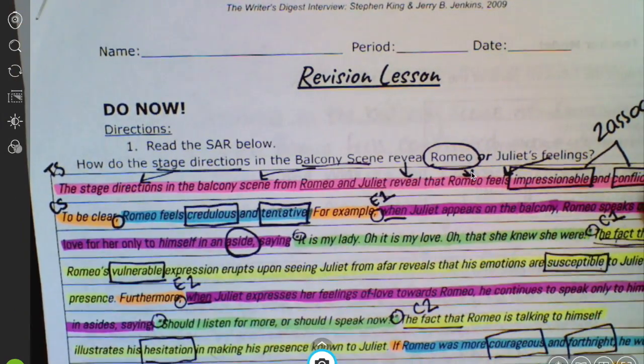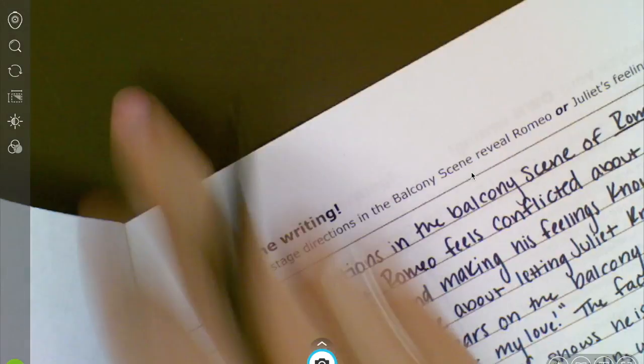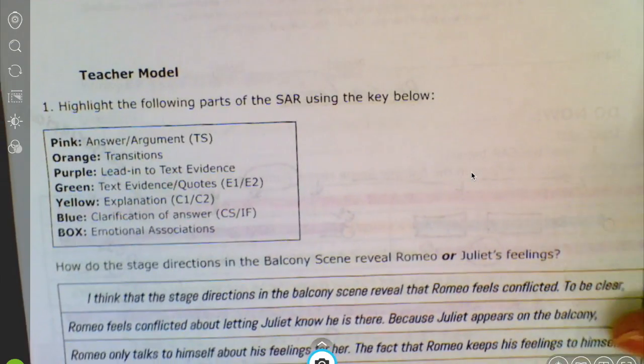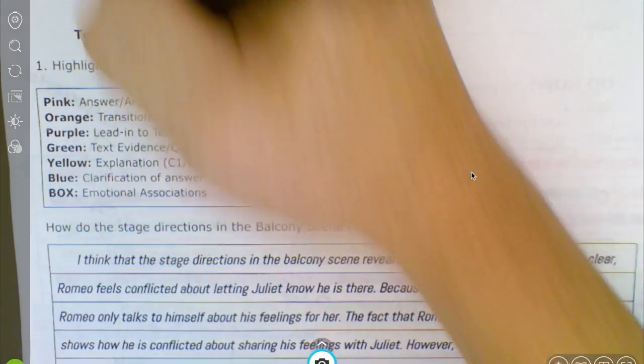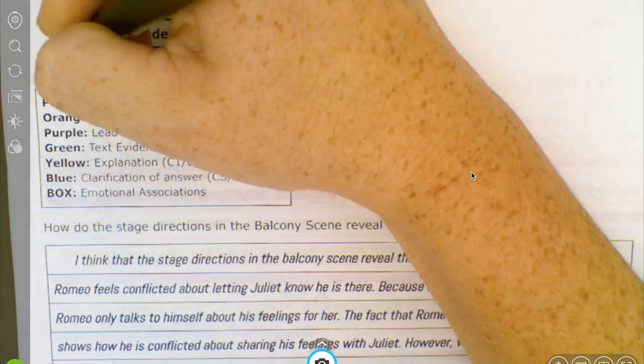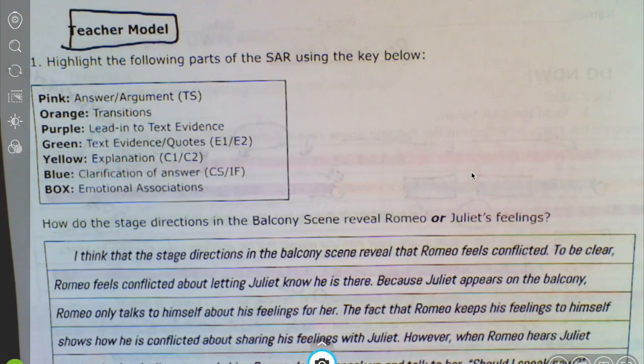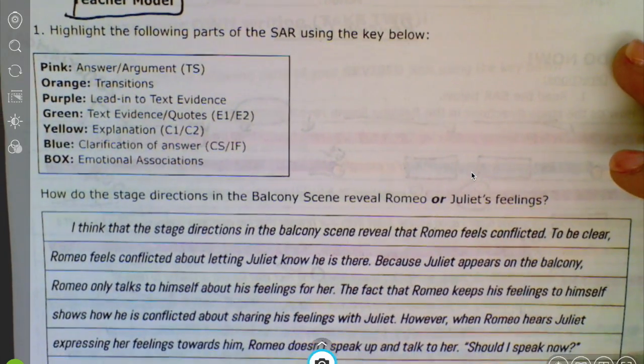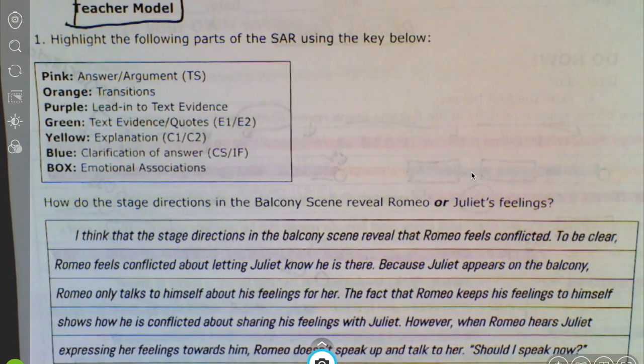All right, so now what I want us to do is turn the page to the teacher model, okay? We're gonna look at an SAR that looks very similar to some of the SARs we have seen from students in English 1. And, you know, we're still at the beginning of the year, so we're still learning how to do this, but there are some common mistakes that we make when we are writing our SAR. And the key to these mistakes is we need to know how to fix them.